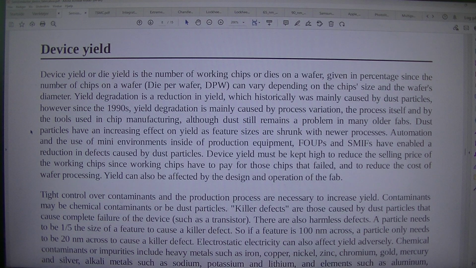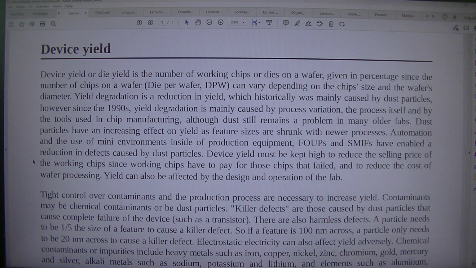Dust particles have an increasing effect on yield as feature sizes are shrunk with newer processes. Automation and the use of mini environments inside of production equipment, FOUPs and SMIFs have enabled a reduction in defects caused by dust particles. Device yield must be kept high to reduce the selling price of working chips, since working chips have to pay for those chips that failed, and to reduce the cost of wafer processing.